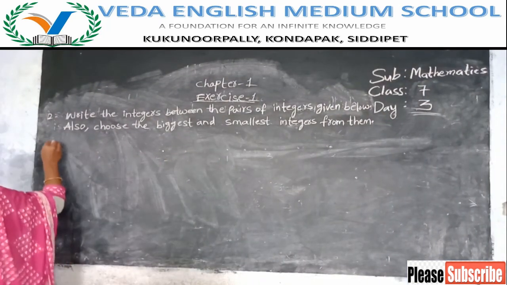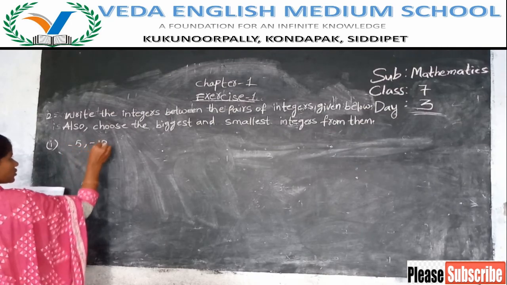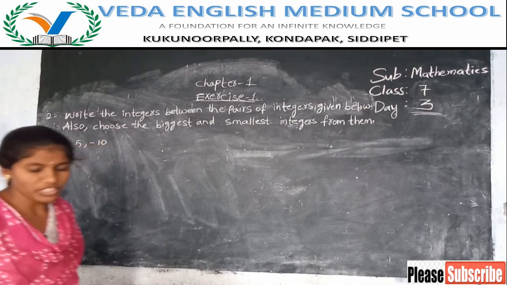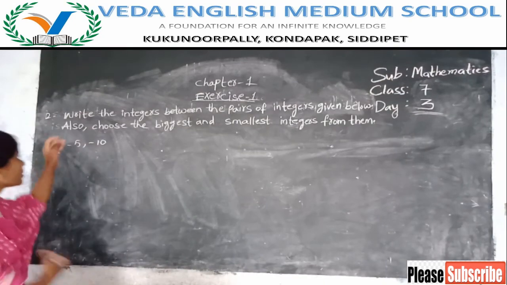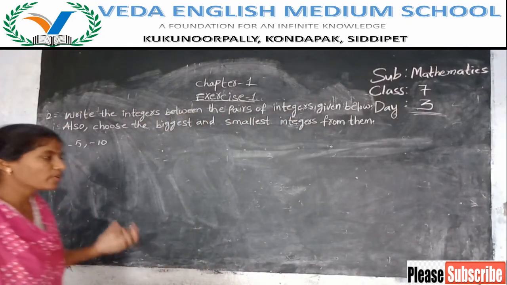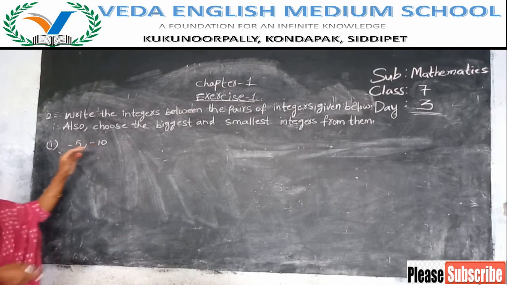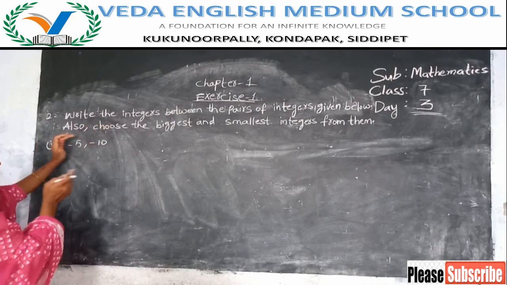Now they have given the first question: -5 comma -10. First of all, have you understood the heading? Write the integers between the pairs of integers given below. They have given two numbers. These two numbers are called a pair. Now they are asking to write the integers between.